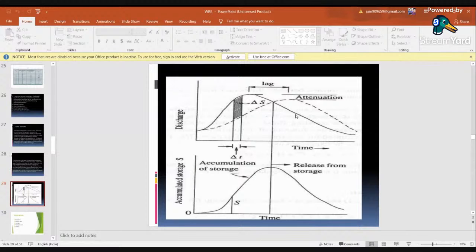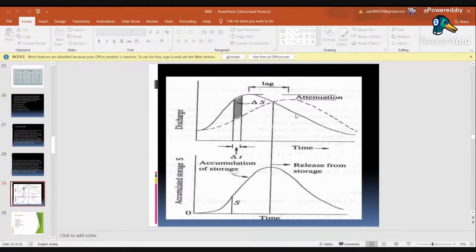Then flood routing can be classified as a hydrologic computational method which employs the equation of continuity, and there is a hydrological method used for the rainfall runoff model. To do the flood routing, there are basic equations which are taken from the hydrological routing process only.